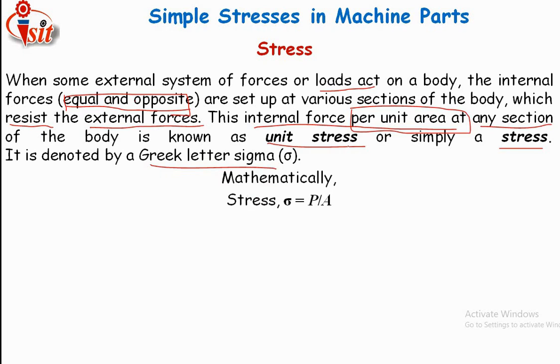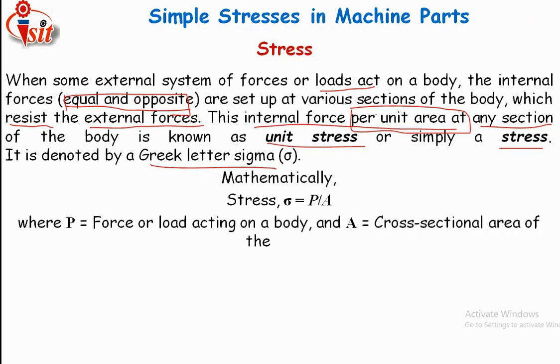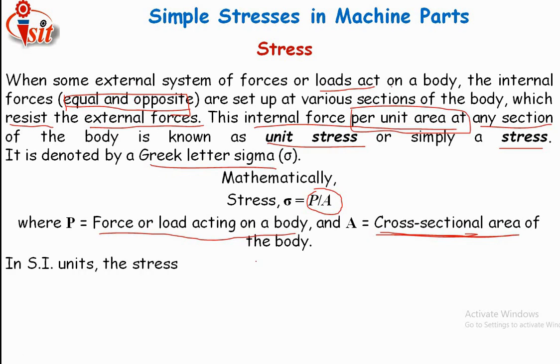Mathematically we can write stress as a force per unit area. As we have seen in the definition, we can write a stress as a force per unit area, where force is the applied force acting on a body, and this is the cross sectional area. Always keep in mind cross sectional area. This is the most important part. This is the cross sectional area of the body which is actually offering the resistance to the applied force.